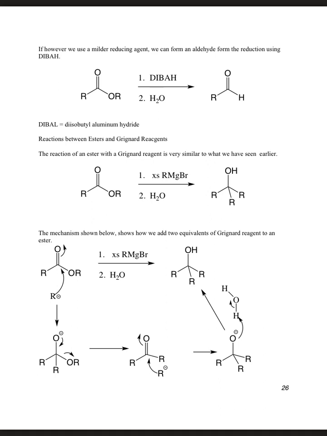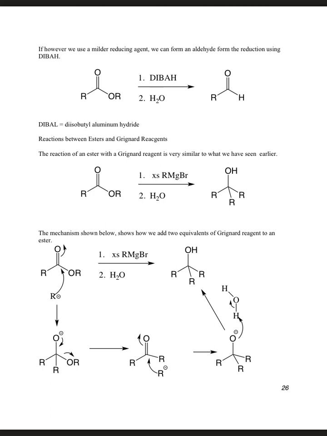So we can also, with DIBAL, reduce an ester under careful conditions down to an aldehyde by only reducing it once. And DIBAL is diisobutylaluminum hydride. We talked about it at the last test section, test 3. It's a weaker reducing agent than LAH, so it only reduces it down to the aldehyde, along with lithium tri-tert-butoxyaluminum hydride, which also only reduces it down to the aldehyde.